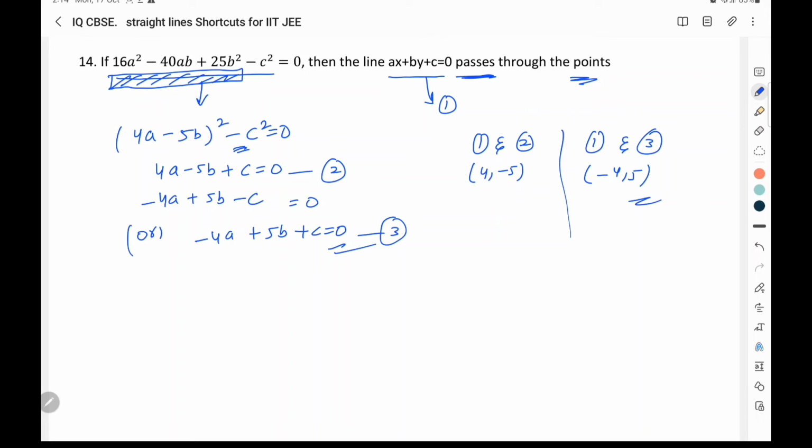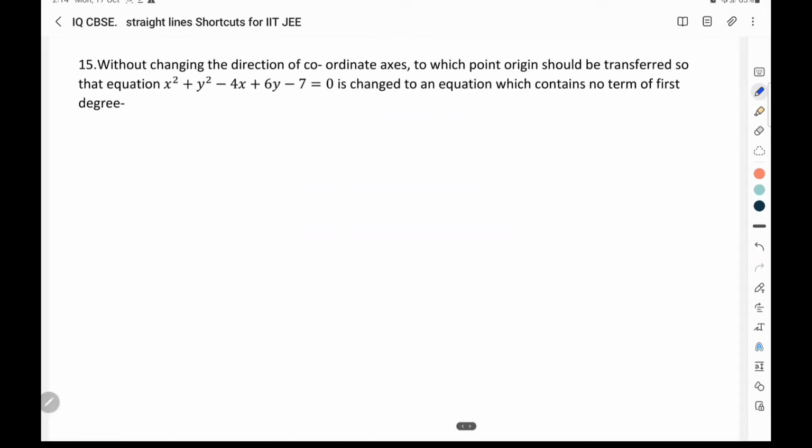Okay, next one. See, this model is very important. It came many times in competitive exams like JEE. Without changing the direction of the coordinate axes, to which point should the origin be transferred so that this equation is changed to one that contains no term of first degree? First degree means x. Here the answer is nothing but alpha beta, that is nothing but the center of the circle.